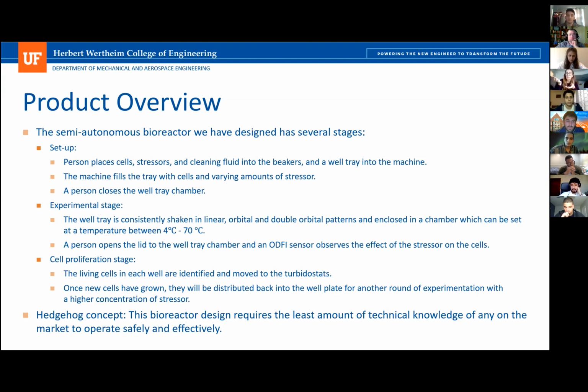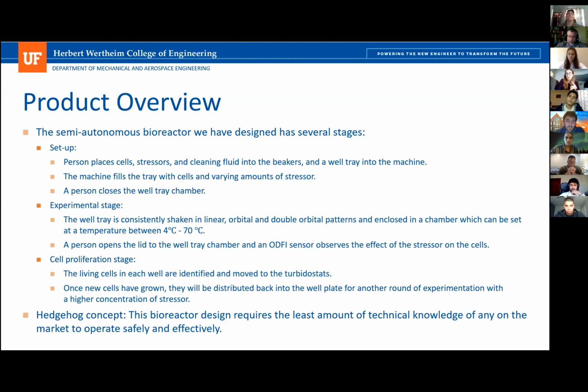The last stage is cell proliferation, where the cells are moved from the well tray into the turbidostats that were in the front right side of the bioreactor. And that's just where they're going to sit, proliferate, and then eventually be moved back into the wells for another round of experimentation when the person comes back and says, okay, I've done my 2-week experiment, let it proliferate for a little while, and now go back and do another experiment. And it'll store the data and repeat the experiment as many times.